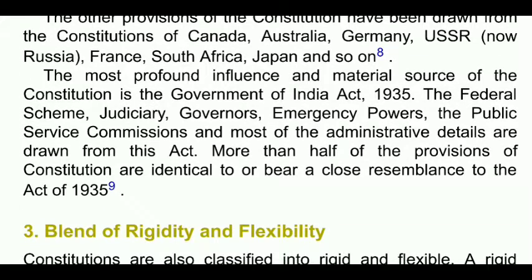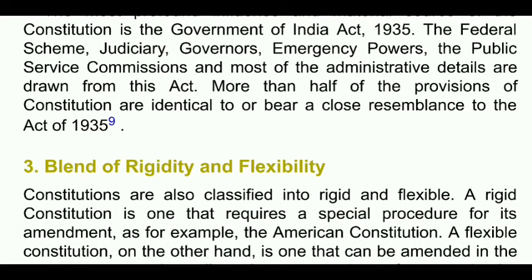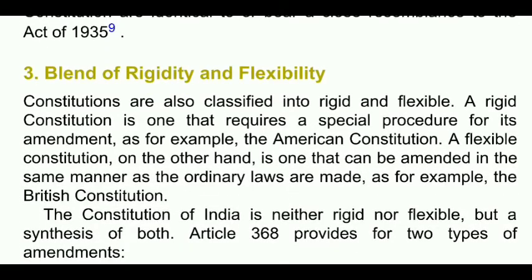The most profound influence and material source of the Constitution is the Government of India Act 1935. The federal scheme, judiciary, governors, emergency powers, the public service commissions, and most of the administrative details are drawn from this Act. More than half of the provisions of the Constitution are identical to or bear a close resemblance to the Act of 1935.